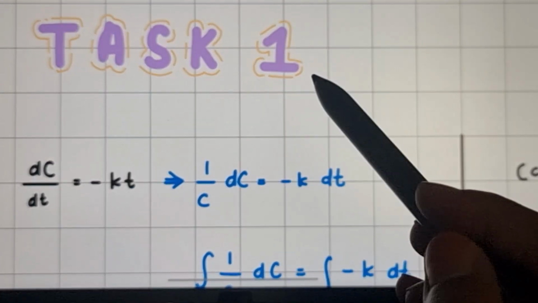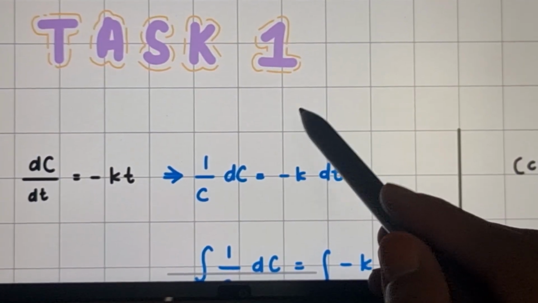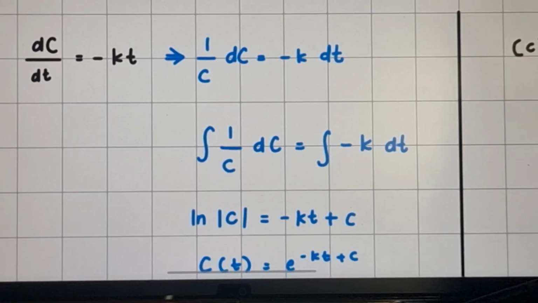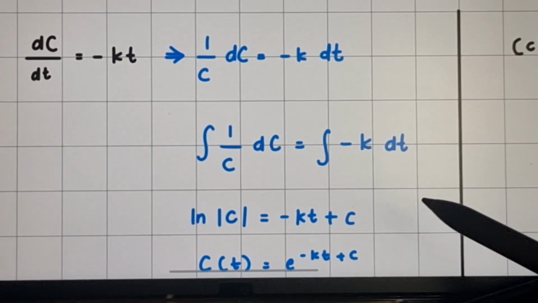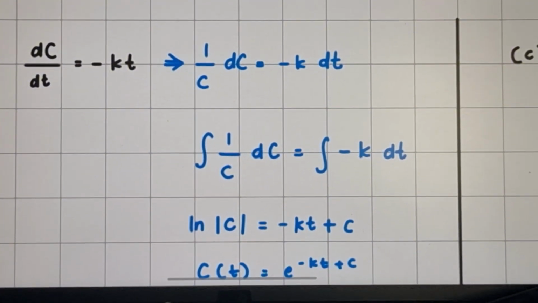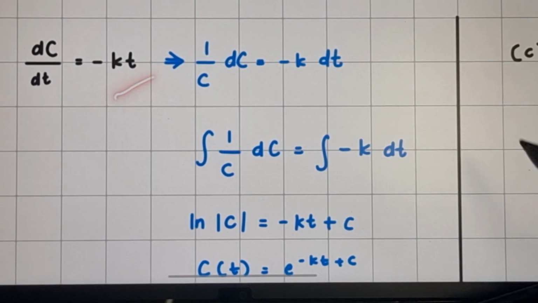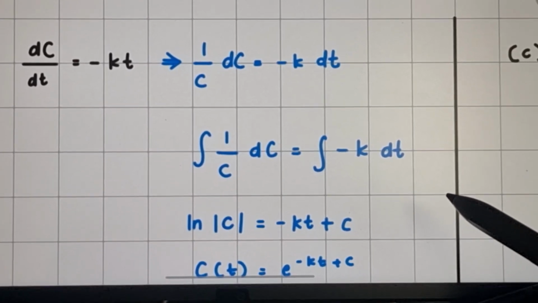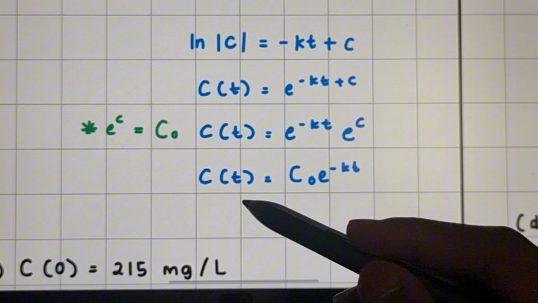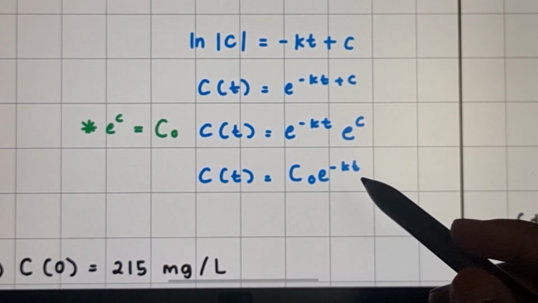Okay, so now I will present task 1. Derive the mathematical model for question A. For task 1, we derive the mathematical model for the pollutant concentration. We start with the differential equation. By separating the variables and integrating both sides, we obtain the general solution, that is C(t) = C0 e^(-kt).